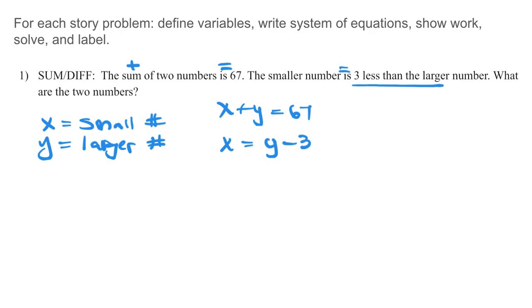And now you can see that we already have a variable solved by itself. We have this x equals y minus 3, and we can replace the x in the first equation with y minus 3.